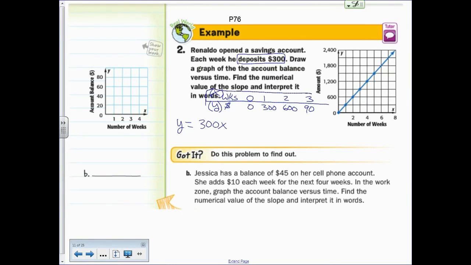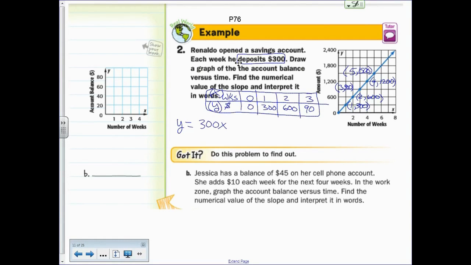We can then graph those points on a graph. And you can see that that graph is over here now. This is 1 week, $300. This is 2 weeks, $600. 3 weeks, $900. And it goes up 4 weeks, $1,200, 5 weeks, $1,500, 6 weeks, 7 weeks. It just keeps going up.